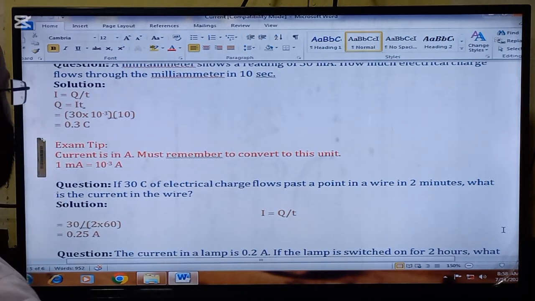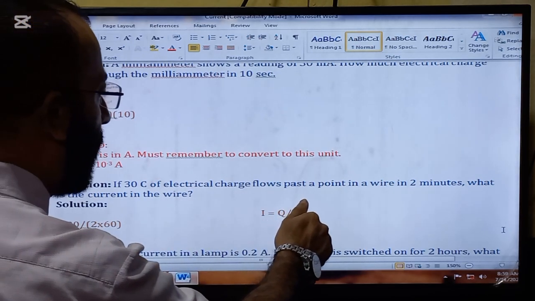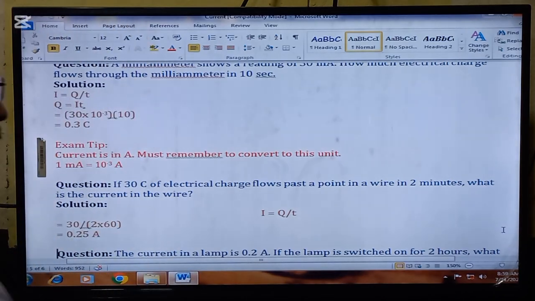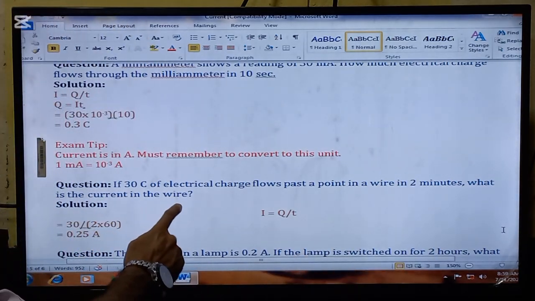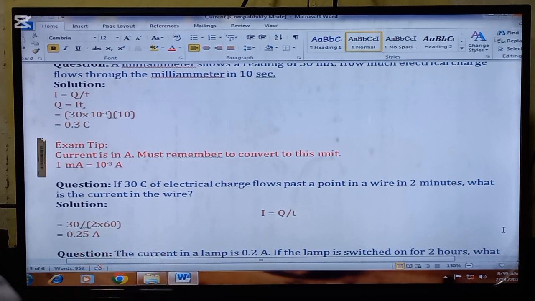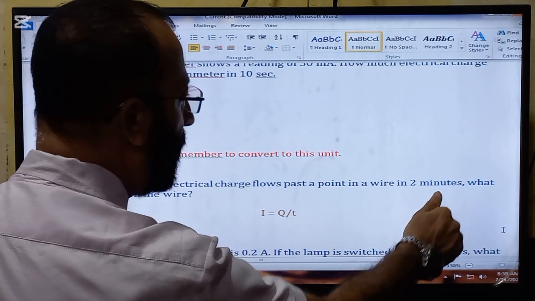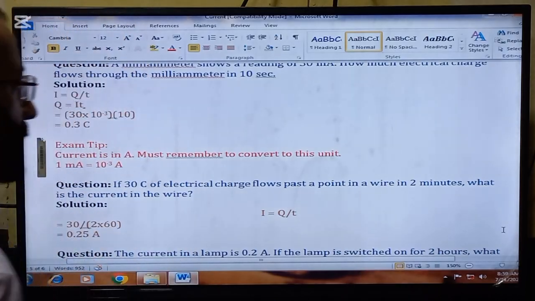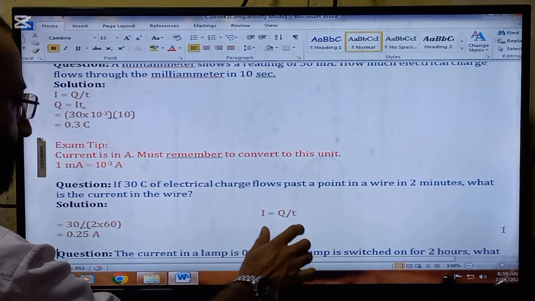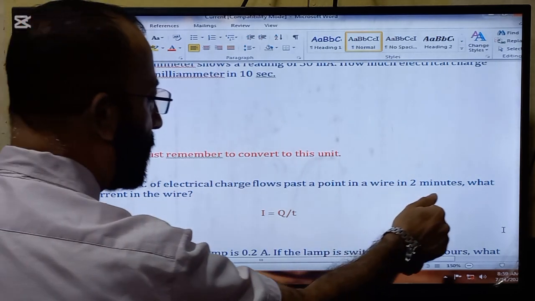Here is another question. If 30 coulomb of the electrical charge flows past a point in the wire in 2 minutes, what is the current in the wire? So 30 coulomb is okay, but time is given in 2 minutes. So we have to convert this 2 minutes into seconds. I is equal to Q over T is the equation. Q is 30 coulomb and time is 2 minutes.